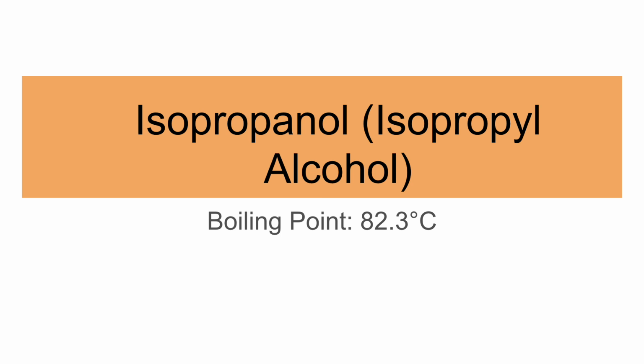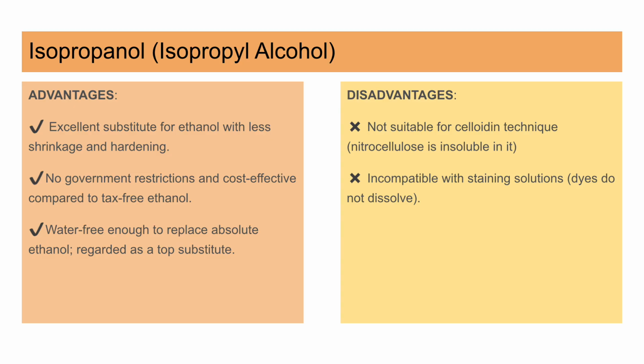Next is isopropanol or isopropyl alcohol with a boiling point of 82.3 degrees Celsius. Isopropanol is a good substitute for ethanol because it has fewer restrictions and causes less shrinkage. It's also more affordable. However, it can't be used in the celloidin technique or for staining solutions as dyes don't dissolve in it.